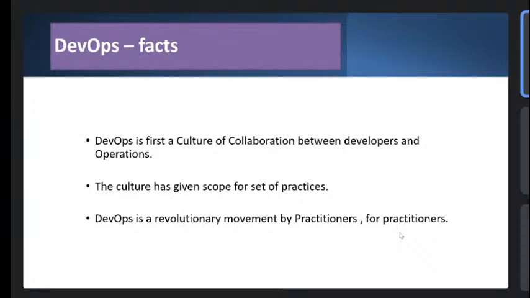Like I said, DevOps is a culture of collaboration between the developers and operations. Whatever names I call, just people like architect, business representative, developers, QAs, IDD, and the system managers, network manager, network admin, and all, then collaboration should be there. It's a culture.